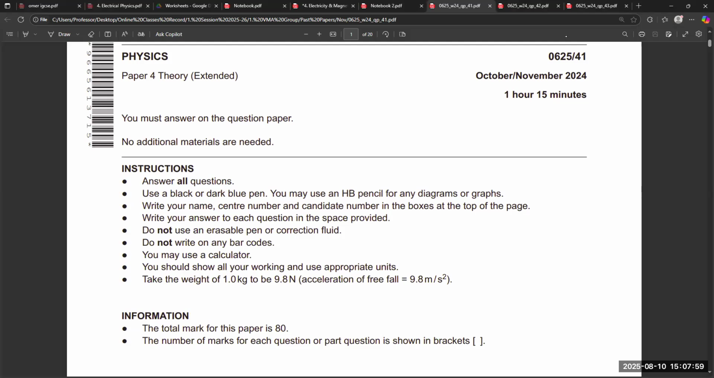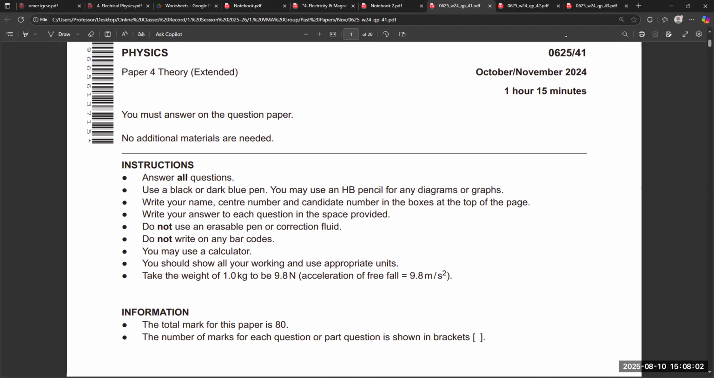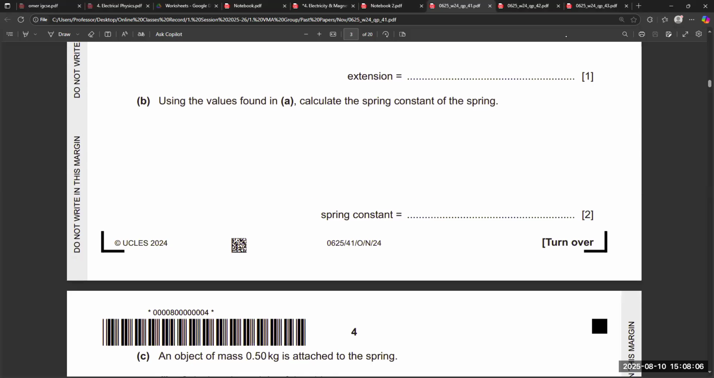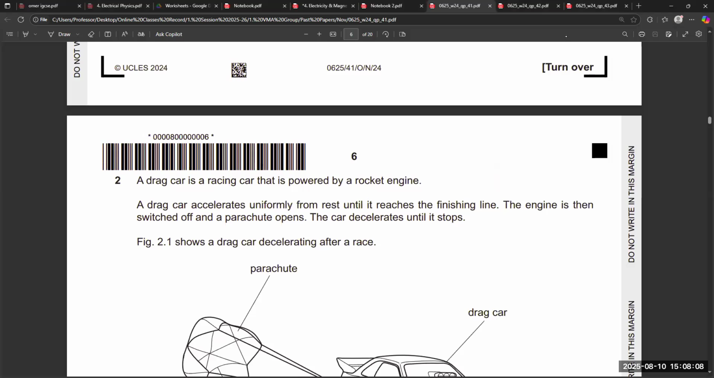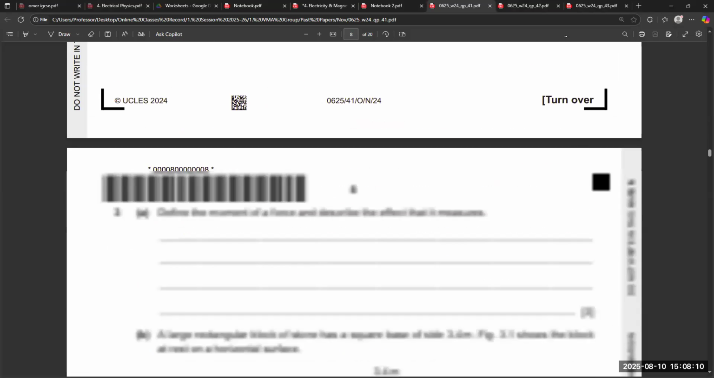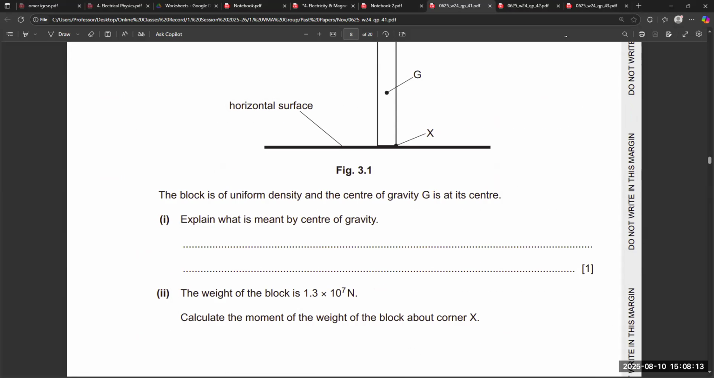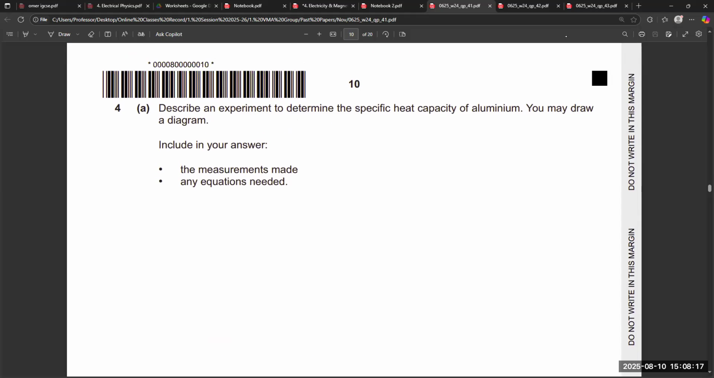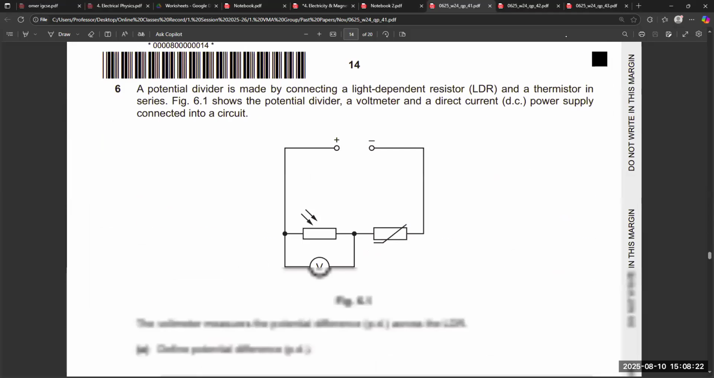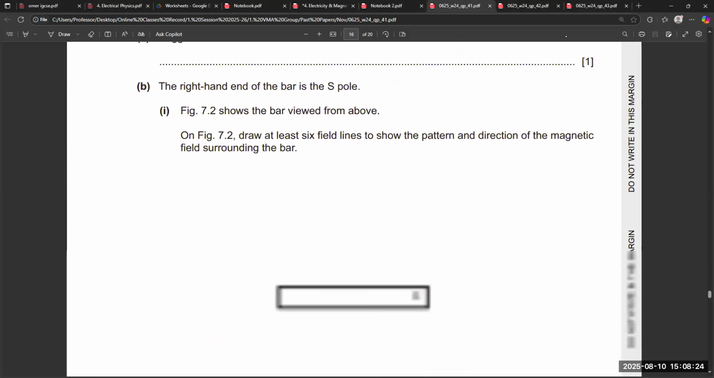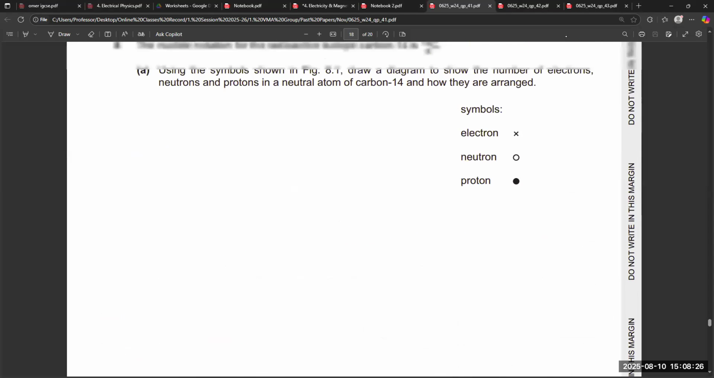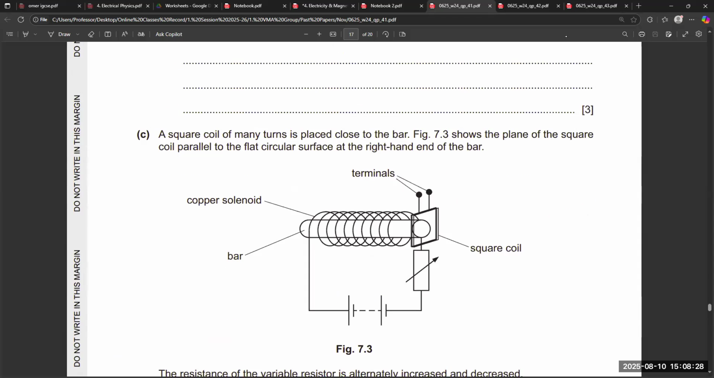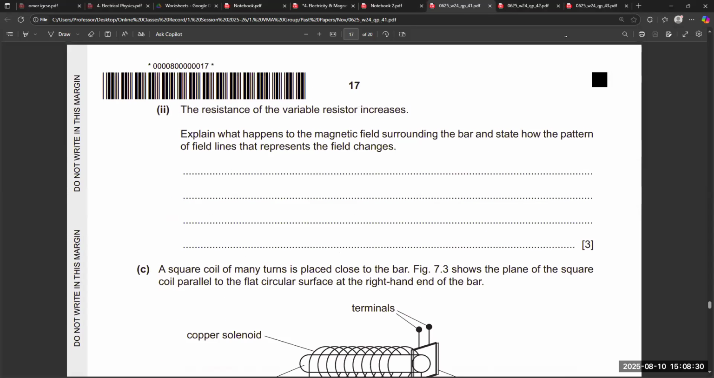And first, let's start with the electricity section. Then we will go in the reverse order. Winter 24, paper 4, variant 1, specific heat capacity, electricity, electromagnetic induction. Okay, so we are starting from question number 7 first.